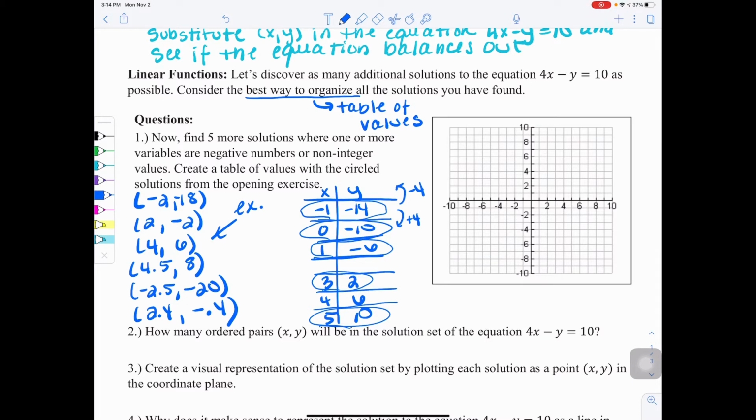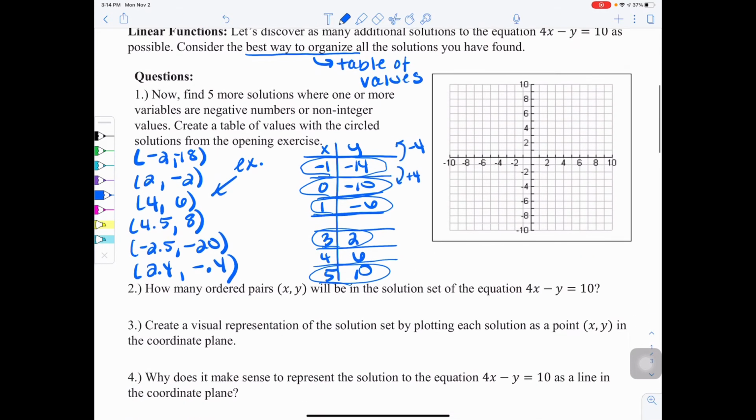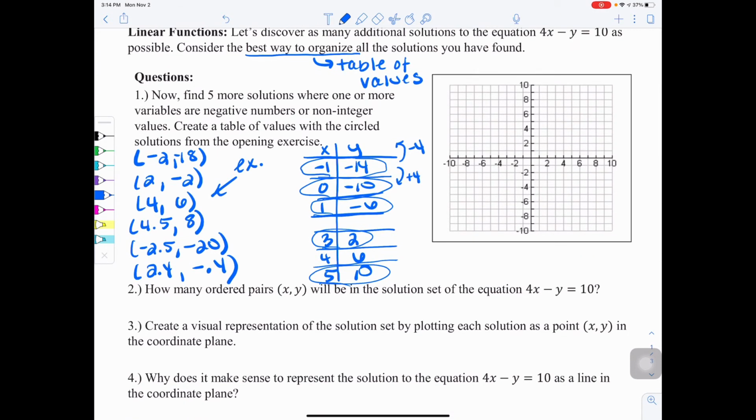So now, in number 2, it says how many ordered pairs x, y will be in the solution set of the equation 4x minus y equals 10. Well, think about this. I could keep finding combination after combination of x and y that are going to work. So this should be infinitely many.